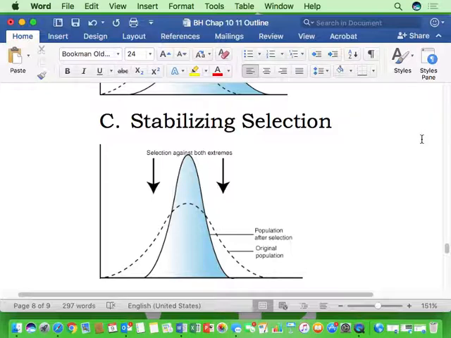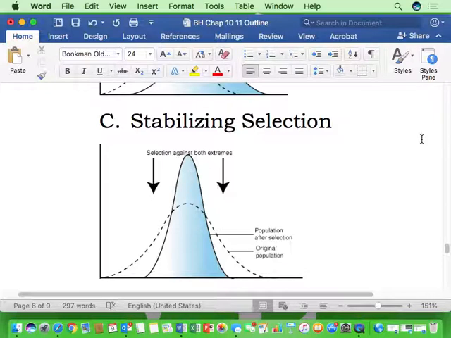And so that intermediate size, that middle-sized gall fly, that's the phenotype that's favored if you're a gall fly, because you're not going to get eaten by a wasp, you're not going to get eaten by a woodpecker. And so the population of medium-sized gall flies is highest.